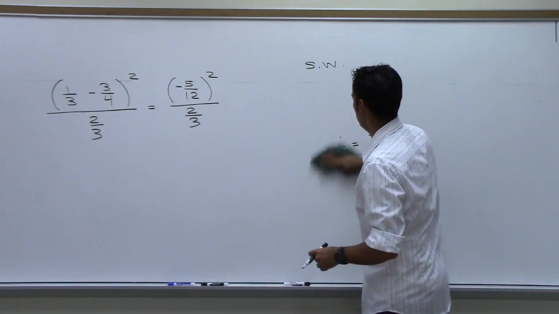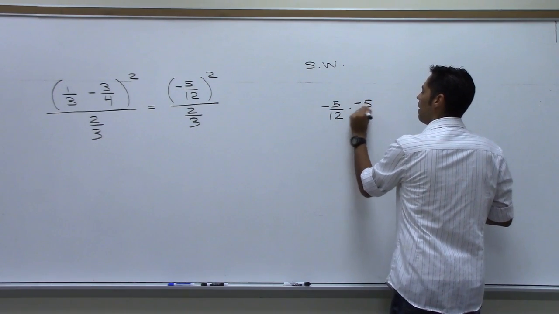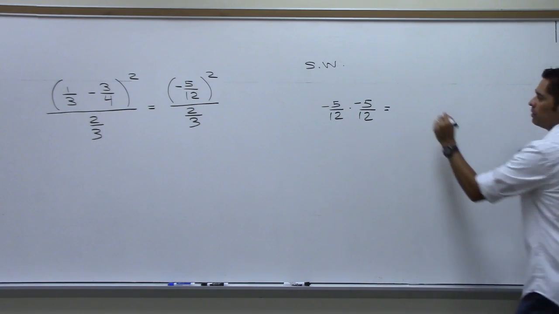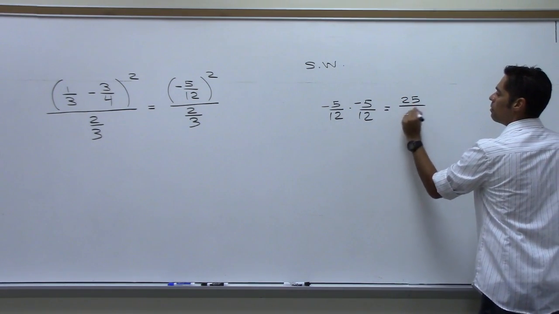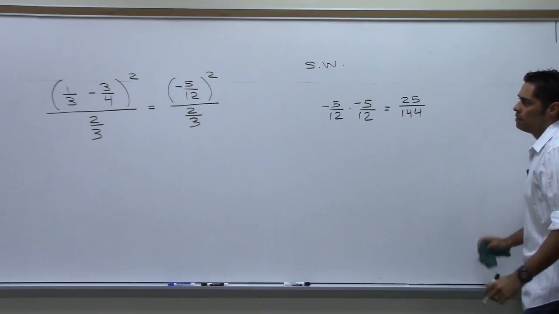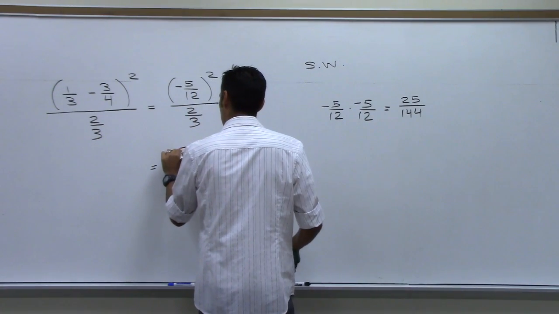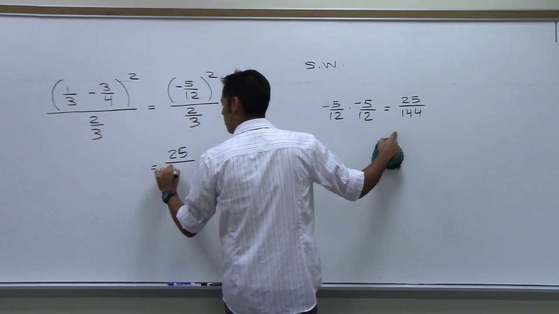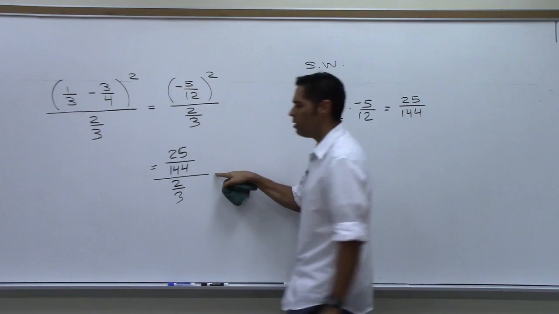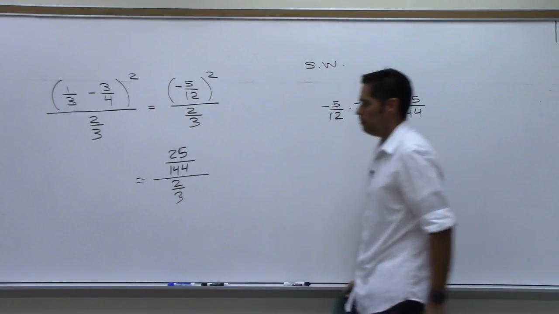And I'll do that over here again. That's negative 5 over 12 times itself, negative 5 over 12. And multiplication straight across. 25 over 144. Negative times negative, positive. So now we have 25 over 144 over 2/3. And notice I made that division bar a little longer, just so everyone's clear on what happens now.